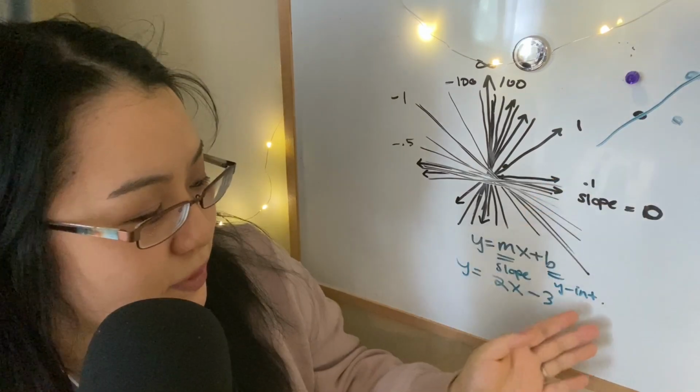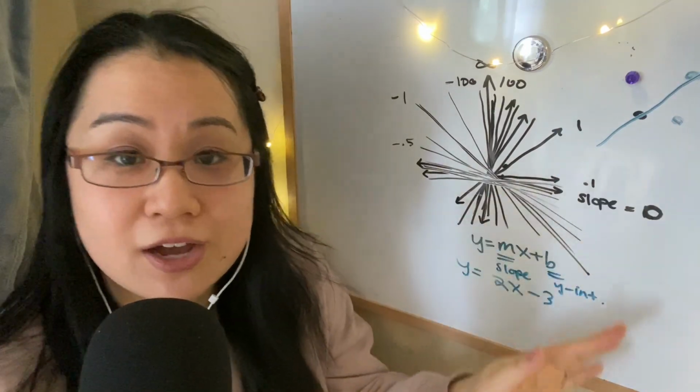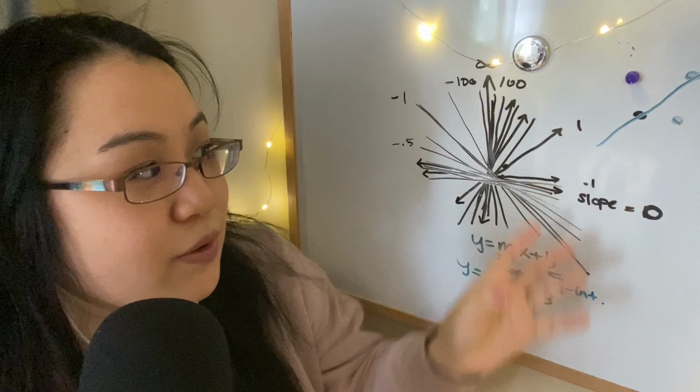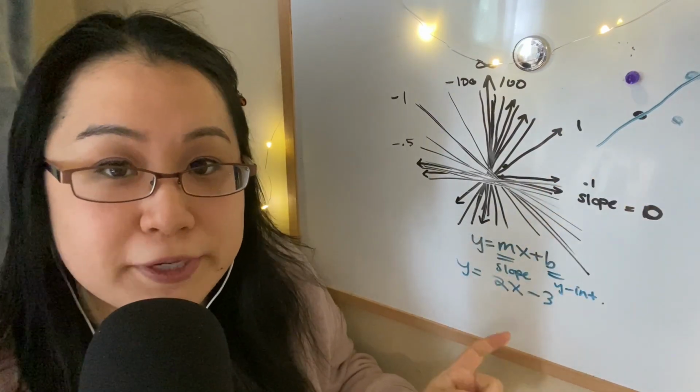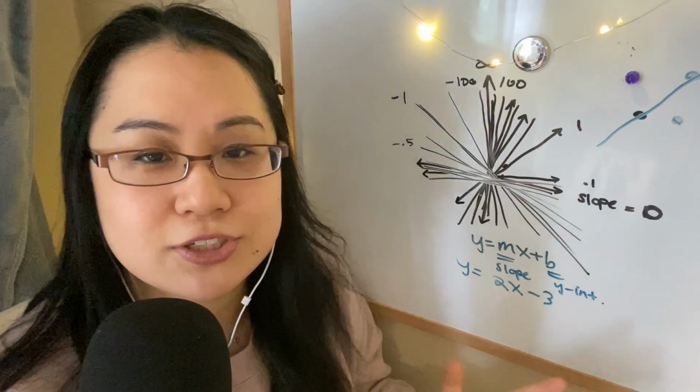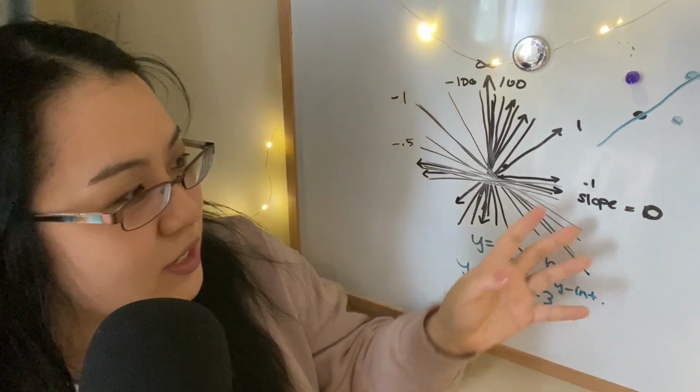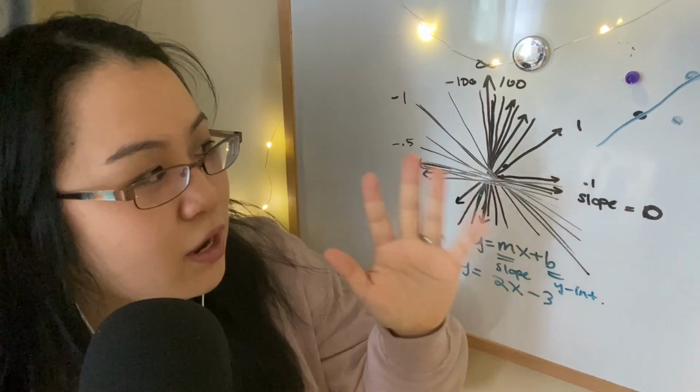If the point is the y-intercept, you plug and chug. If it's not the y-intercept, you can calculate it by figuring this out and knowing the slope. You just put that for m. So that's a kind of question too. We'll practice that.